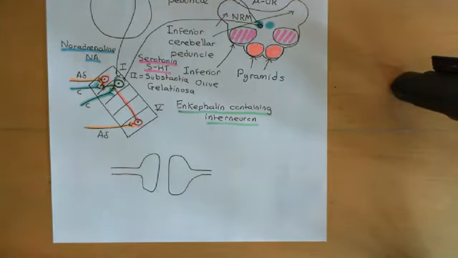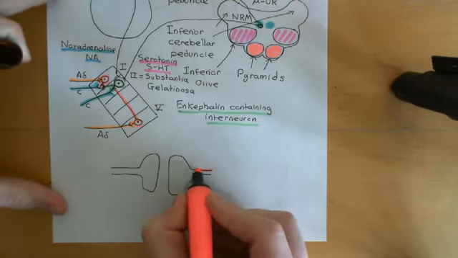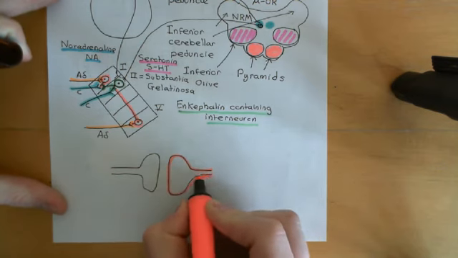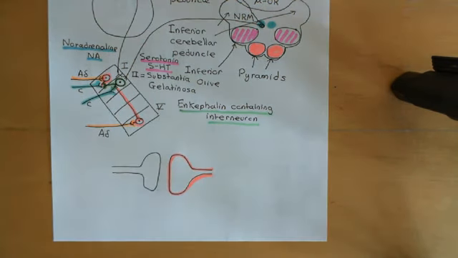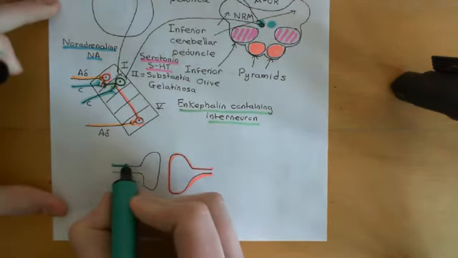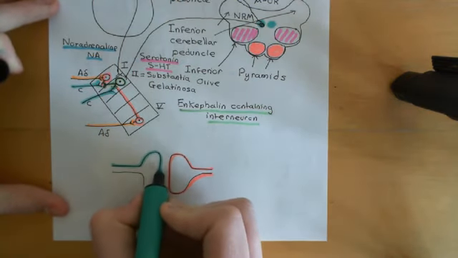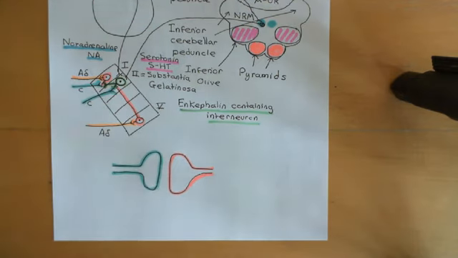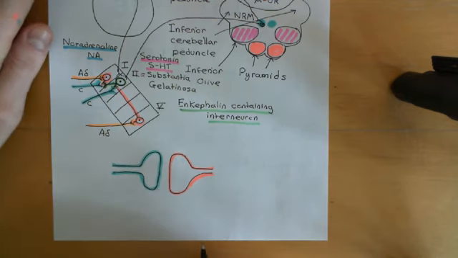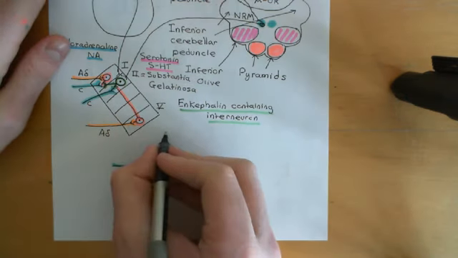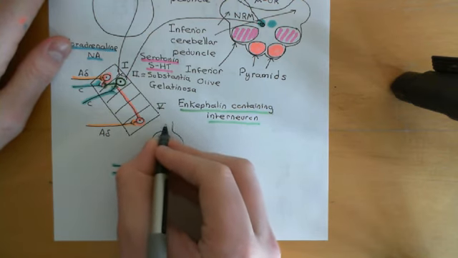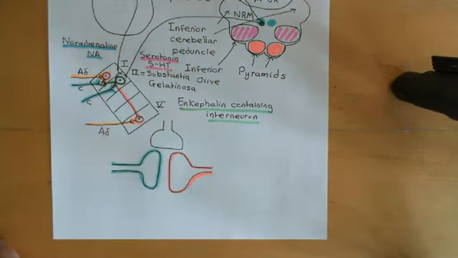So I'll color code this again. Here is the dendritic spine of the dendrite of one of our spinothalamic projection neurons. And this is the axon terminal of one of our primary nociceptive afferents, and it could be a C-fiber type primary nociceptive afferent or an A-delta type primary nociceptive afferent. Now we're going to add a third little terminal on here, which is the terminal of one of these enkephalin-containing interneurons.